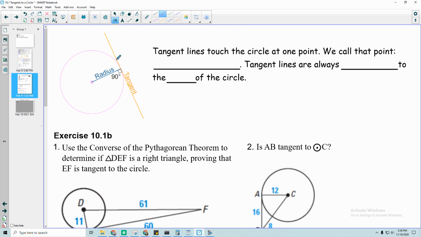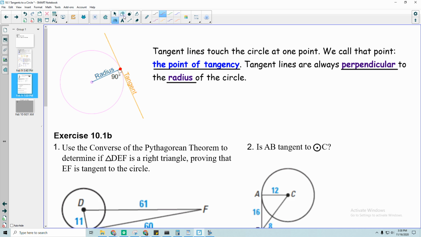Okay, and the last bit of vocabulary that we have has to do with that tangent line. So when tangent lines touch the circle at one point, we know that to be true, right? Where secant touches it at two points. We have a special name for that point where it touches. So we're going to call that point the point of tangency. So tangent lines are always going to be perpendicular to the radius of the circle.